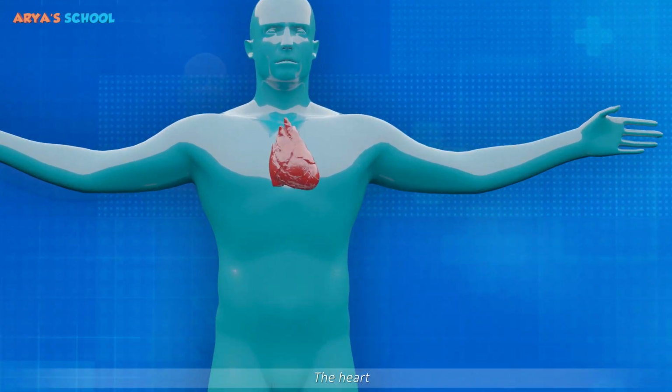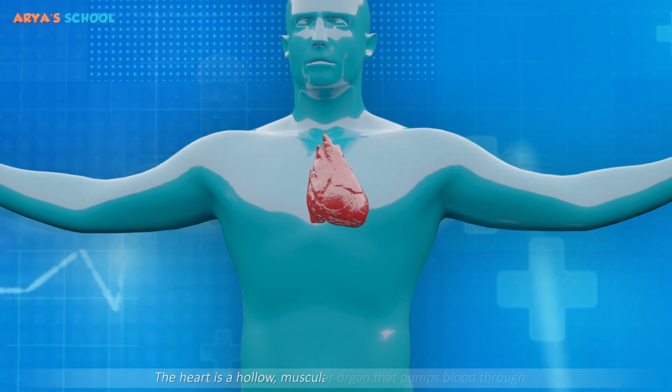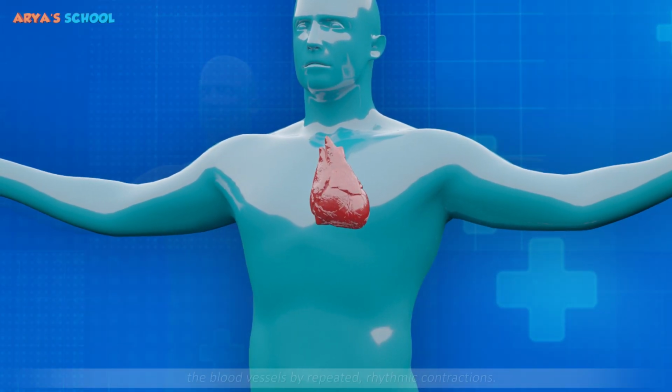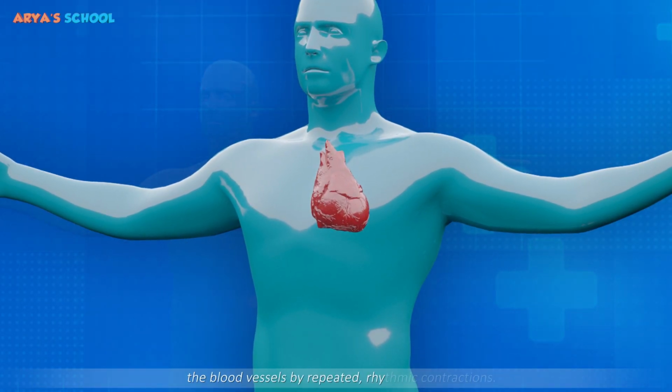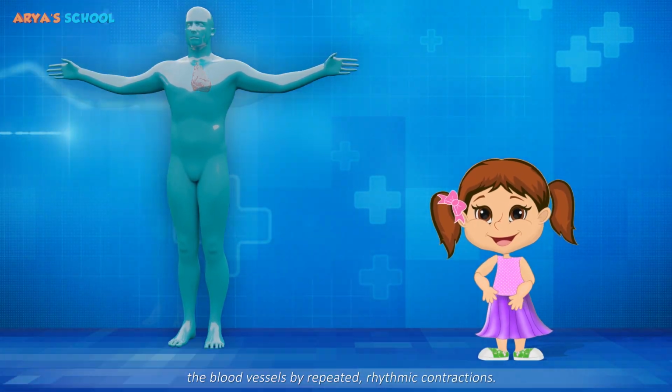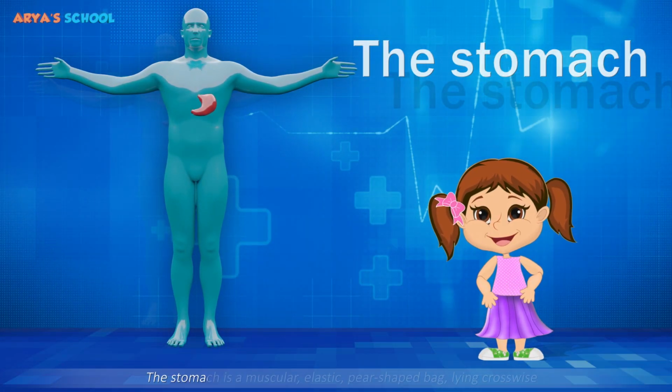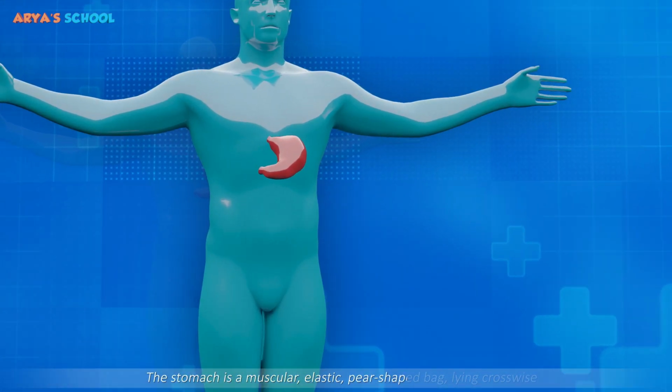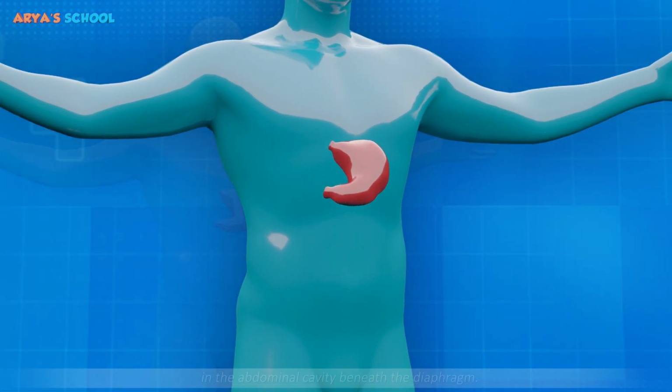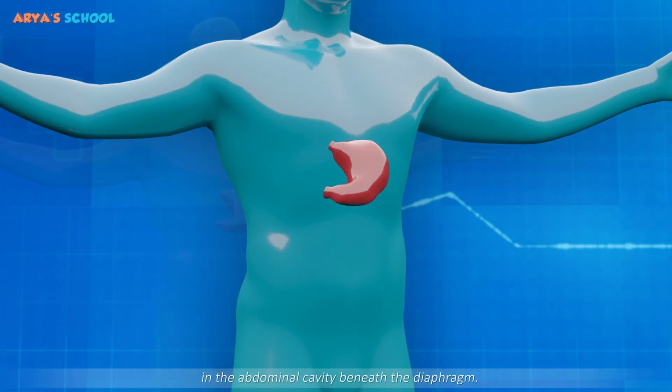The heart. The heart is a hollow, muscular organ that pumps blood through the blood vessels by repeated rhythmic contractions. The stomach. The stomach is a muscular, elastic pear-shaped bag lying crosswise in the abdominal cavity beneath the diaphragm.